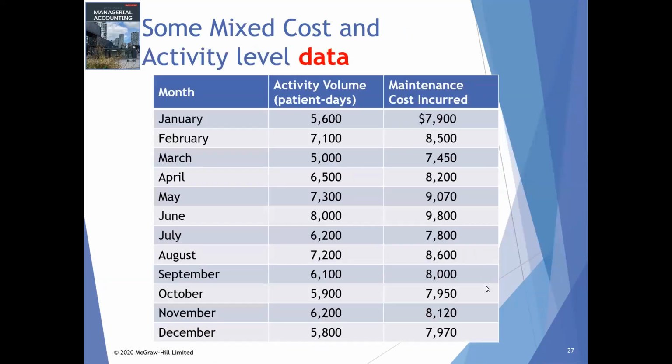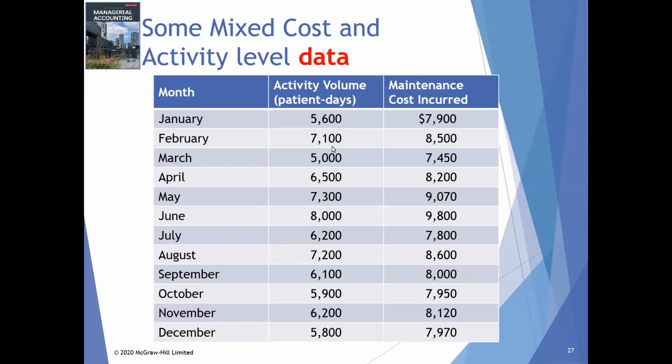Now we have some data. Some mixed cost and activity level data is available in front of us for 1 year, from January to December. We have some activity volume. For example, in a hospital, there are patient days. Let's say in January, these are the number of patients, and this is the maintenance cost for maintaining all these patients. So we have these units of activity, and here we have the maintenance cost.